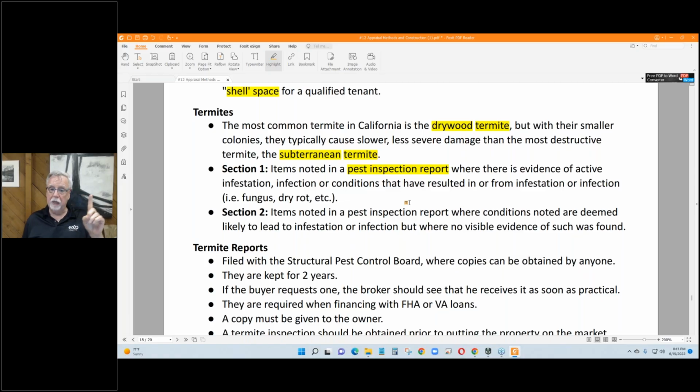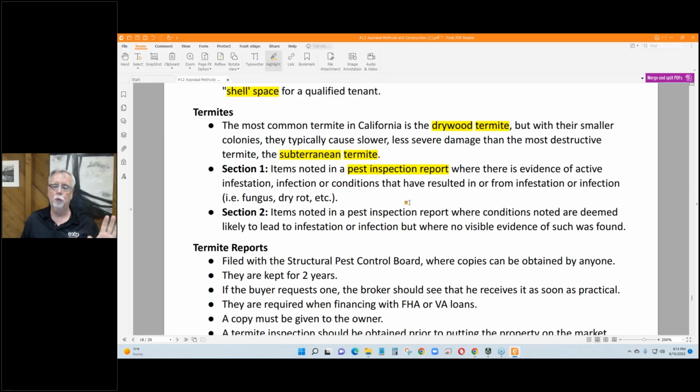So termites are a pest that eats wood. There are 2 kinds, the drywood that fly around and the subterranean that live in the ground. Fungus is another example, because fungus is an organism that eats the wood, not mold. Mold does not eat wood, but fungus eats wood. And number 3, rot. When wood is rotting, what's actually happening is microorganisms are eating the wood.